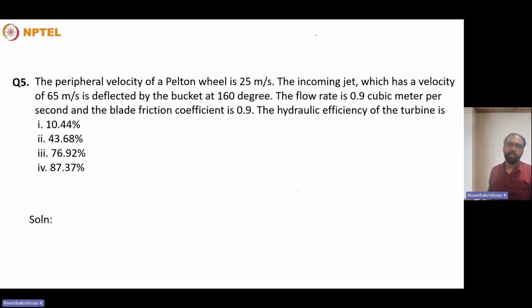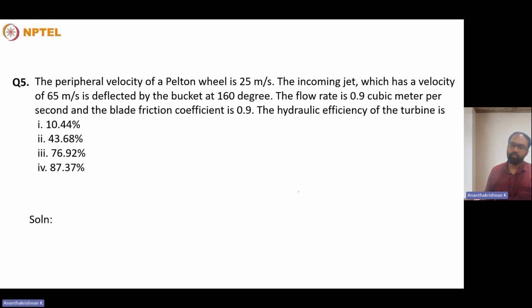So this question is regarding the peripheral velocity of a Pelton wheel. It is given to be 25 meter per second. The incoming jet, which has a velocity of 65 meter per second, is deflected by the bucket at 160 degree. The flow rate is given as 0.9 cubic meter per second, and the blade friction coefficient is 0.9.